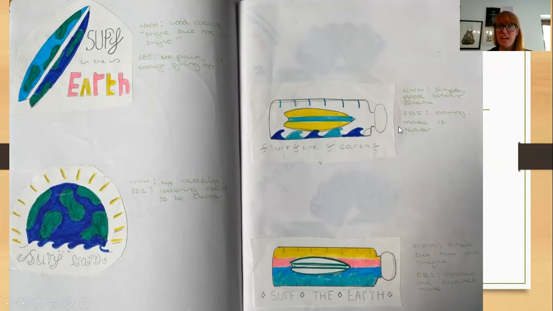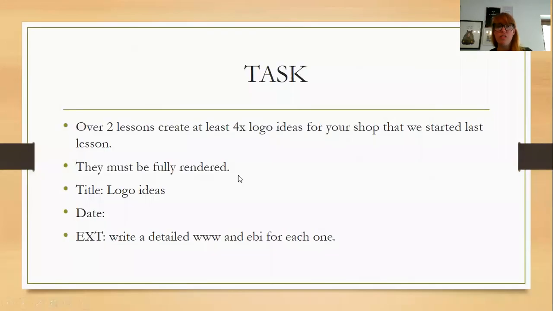Each idea is analysed as well with what went well and EBI. Why is it eye-catching? Well, maybe it's eye-catching because of the colours it's used. Maybe it's eye-catching because of the position of the sun, or the idea that they've used the world to represent the sun. So make sure you do give those reasons. But remember, we do have 2 lessons to do this. So really, during today's lesson, I'd expect you to maybe get 2 or 3 ideas done. And in your second lesson, you complete your ideas and then do your what went well and EBI for each one.